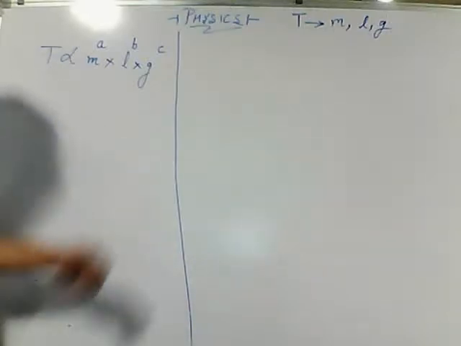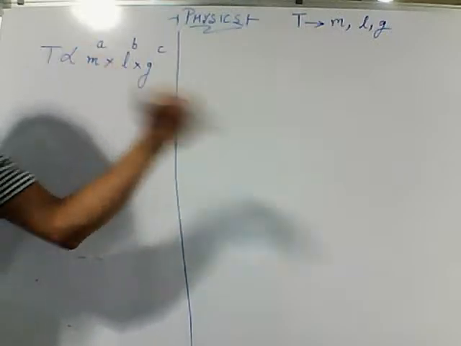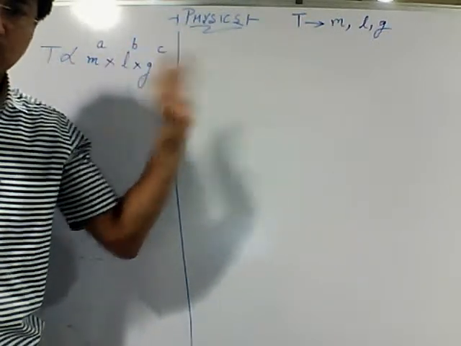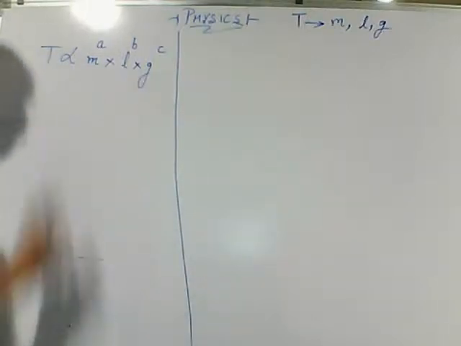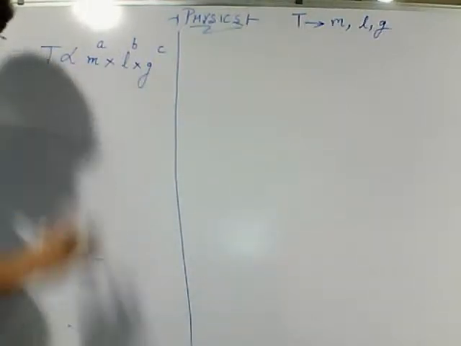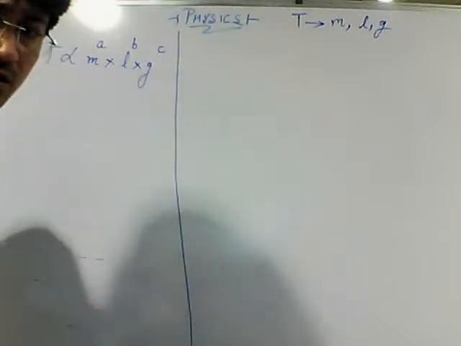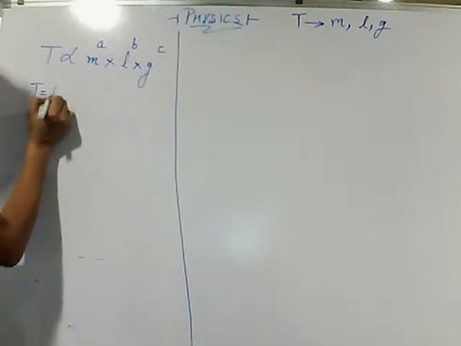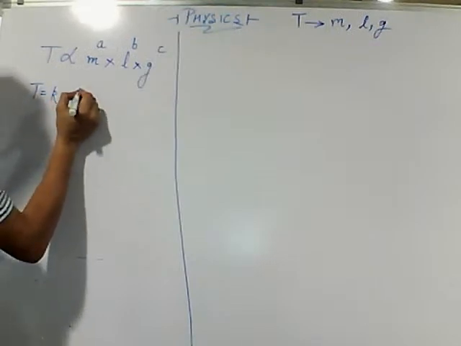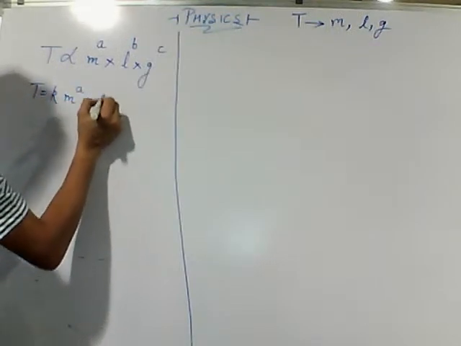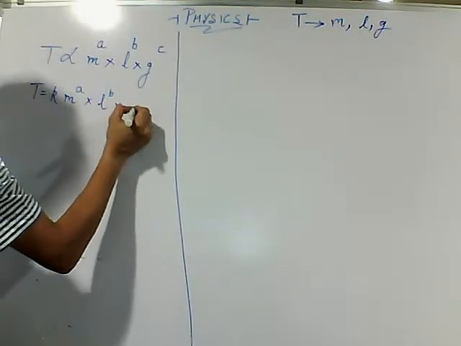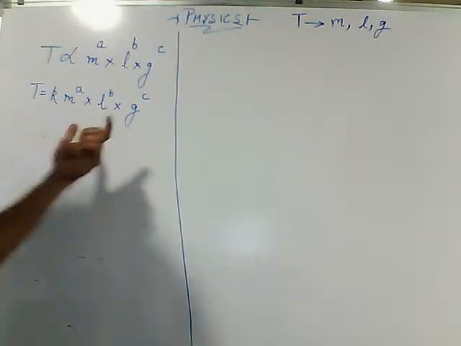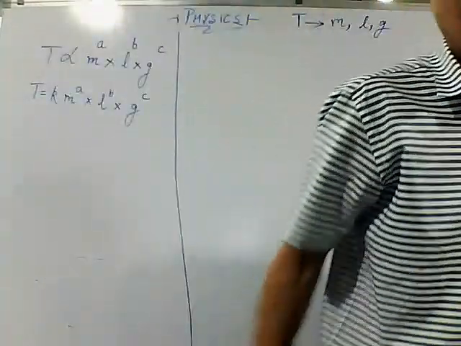Now a, b, c can be positive, they can be negative. So if it is negative, it would be inversely proportional. If positive, directly proportional. So T is dependent on these. If I need to remove the sign of proportionality, I need to introduce a constant. Let us take a constant. So I can say T equals k times mass m power a, length L power b, and acceleration due to gravity g power c. This is what initially we get as the relation.